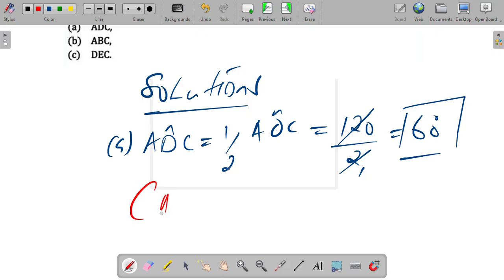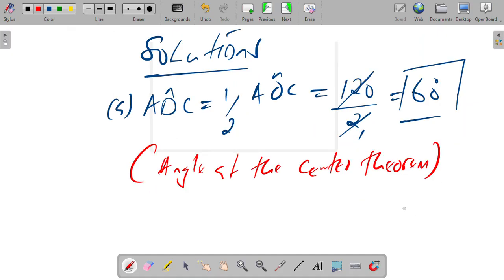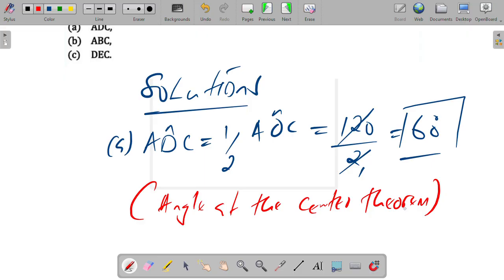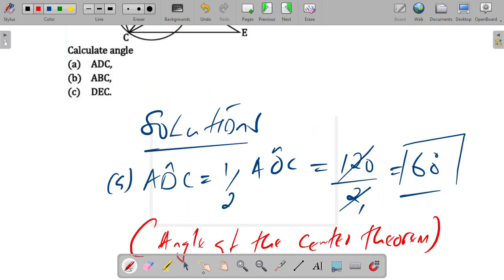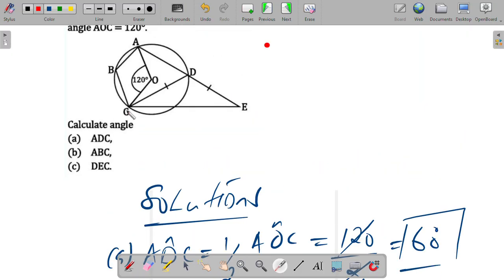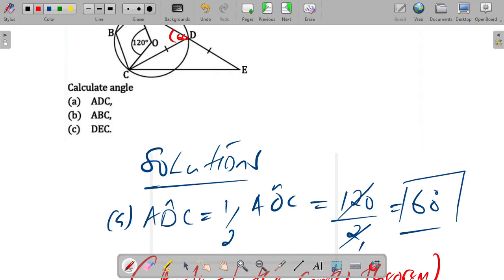We can say angle at the center theorem. Here you have your mark, which is 60. You have your mark, which is 1. Our answer, ADC, the angle here, is 60. Okay, we continue.